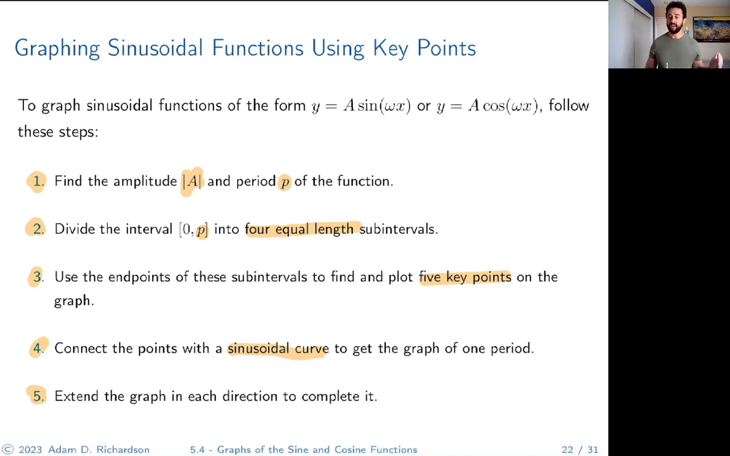So that's what you've got to do. Quick run through again: find the amplitude, find the period, divide the period by 4 to get 5 key points, plot those key points, and then connect the points with a curve. That's the idea.